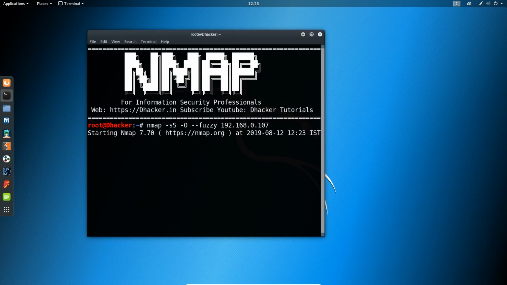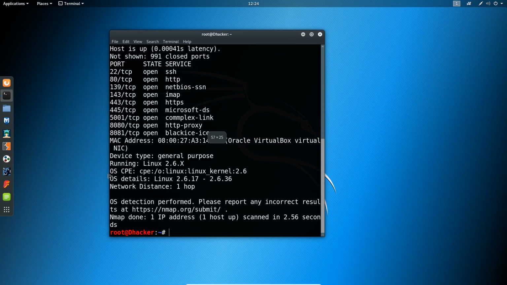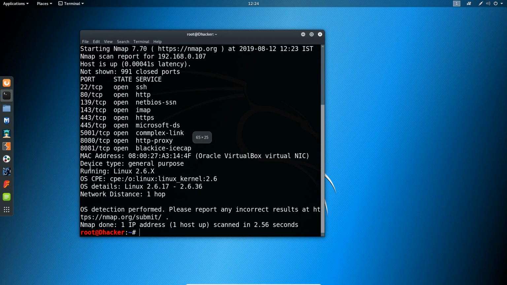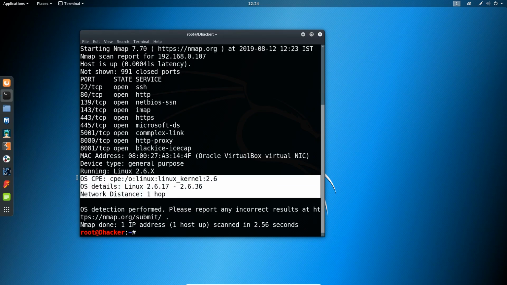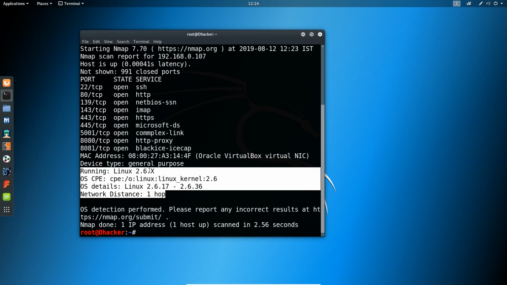Hitting enter, let us see what the result is. So in the case of our virtual server, which I am running for testing purposes, Nmap is quite sure that it is running Linux. Let us look at another target and see what we get.